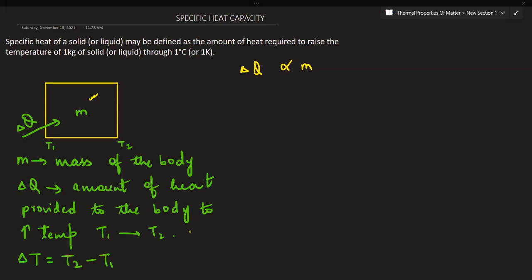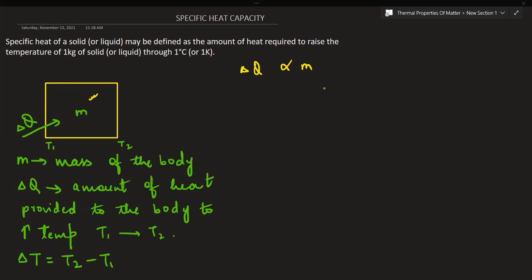Yes? Anyone? How do we take the temperature difference? T2 minus T1. Exactly, T2 minus T1. That is how we take the temperature difference or any difference, final minus initial. So see, delta T is the temperature difference.